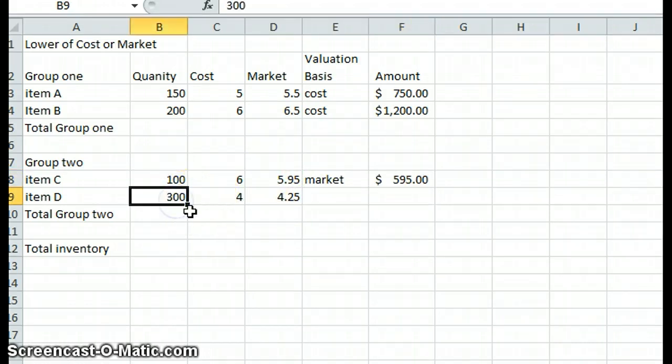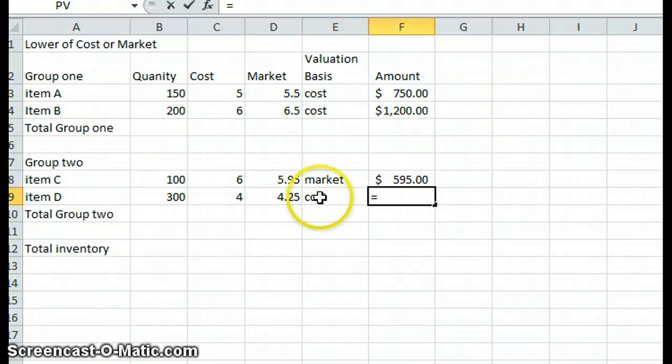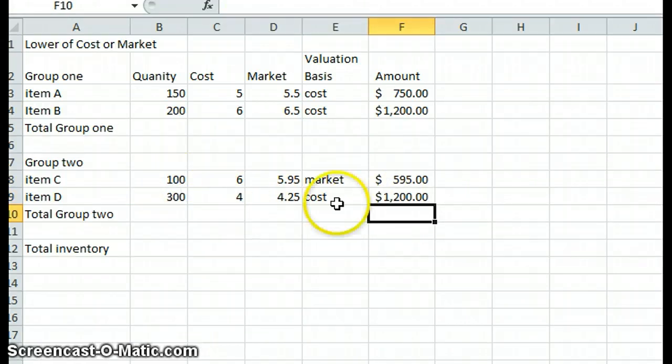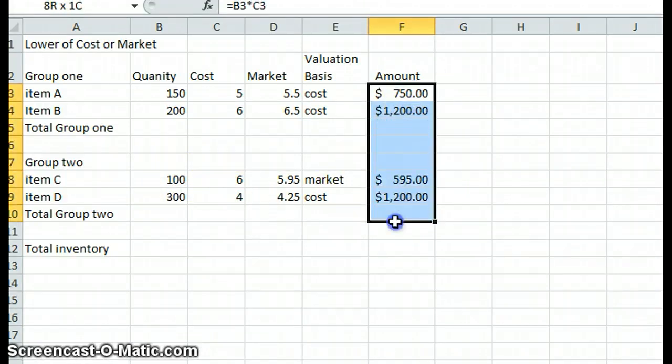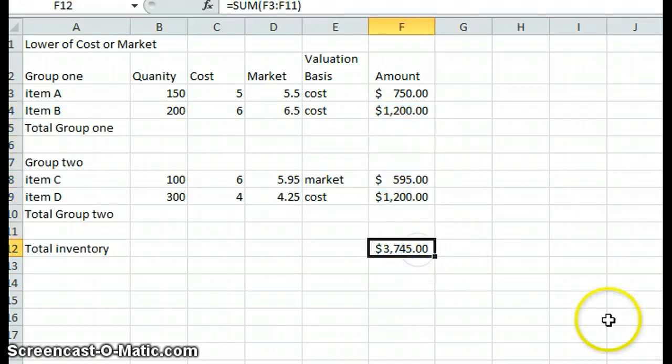I have 300 units. They cost me $4. The market is $4.25. So again, I'm going to use the cost basis. And I'm going to say, okay, this item cost me $4 times 300, since I'm doing the cost basis. And then we would add these up. We would sum them up. My total inventory would be $3,745. And this is valued again on an individual item basis.